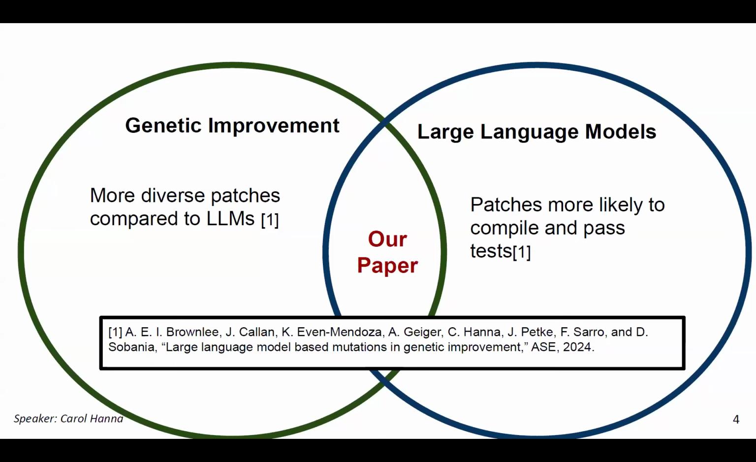The main takeaways from the previous work is that the genetic improvement mutations were able to generate more diverse patches in comparison with the LLMs. So we had a bigger search space. But with the large language models, these patches were higher quality, even though there were less unique valid patches, more of them compiled and passed tests. So we can see that each have their strengths, and there's opportunity here in digging into this further to see how they can be combined.